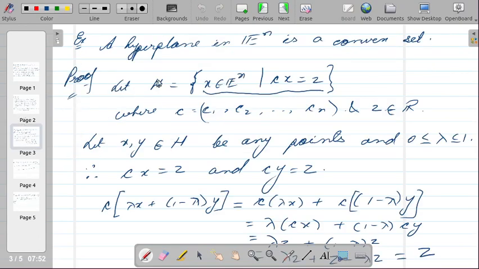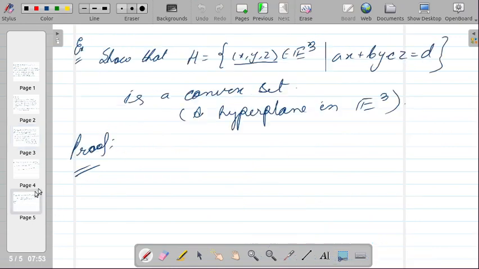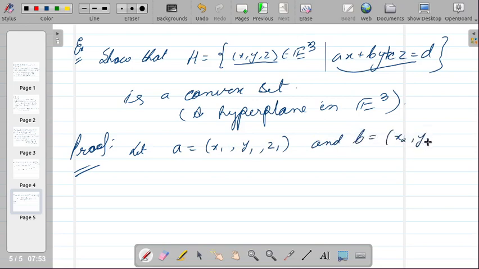So in the earlier one, the notation was x belongs to E to the power n, so this x is actually x1, x2 up to xn in E to the power n. That is an n-tuple. Here it is given in E to the power 3, in the form of x, y, z, as an ordered triple, which satisfies this condition. This is the equation of a plane actually. So how to show this is a convex set? The process is the same, just the way of writing is a little bit different. So we will take two points here. Let us denote the points as, say, A equal to x1, y1, z1, and B equal to x2, y2, z2.